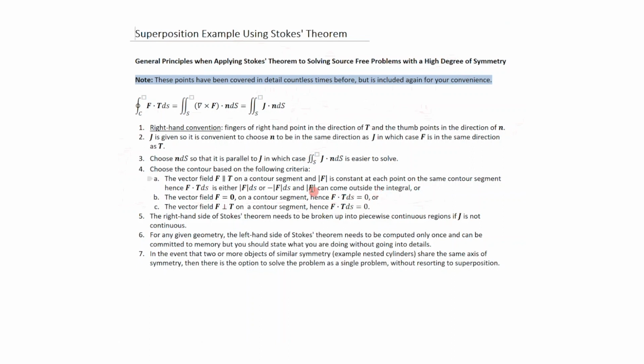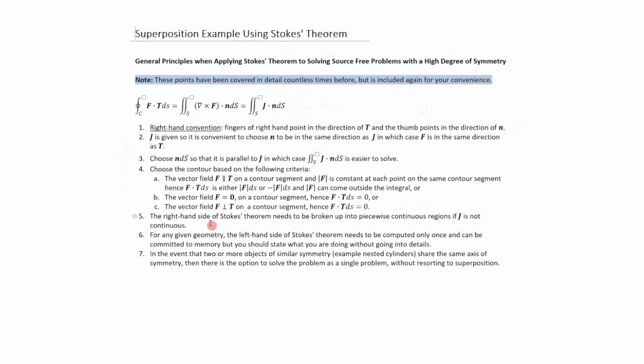So the objective is to make it such that the magnitude of F is outside, and then you're just doing a closed contour integration around the contour or a portion of the contour, depending on the specific values at different segments. B, vector field F equals 0 on the contour segment, hence F dot T dS equals 0, simple. Third, the vector field F is perpendicular to T on a contour segment, hence F dot T dS equals 0. So these are simple. You can just look at it by inspection and realize that for certain segments, the contribution to the closed contour integral will be 0.